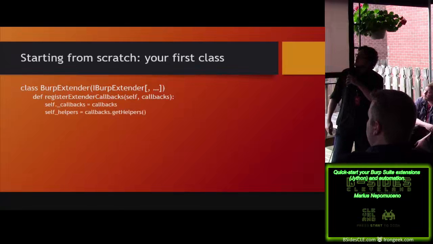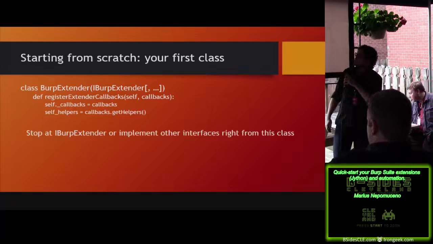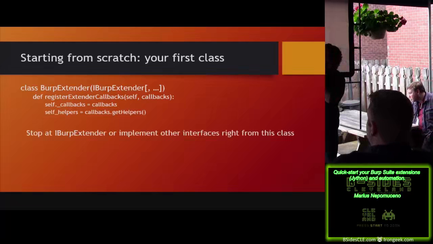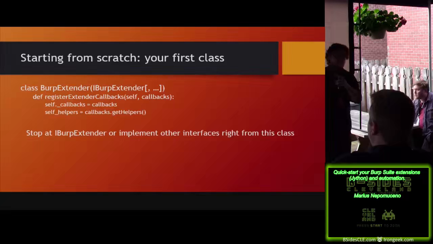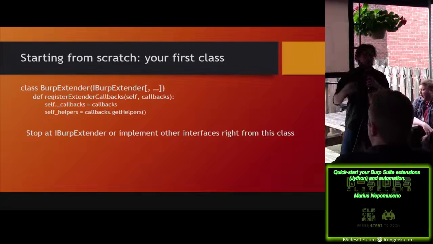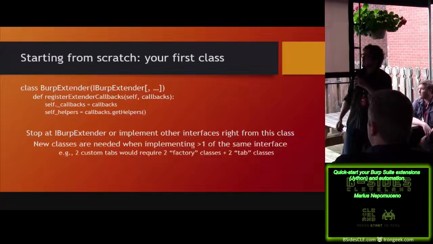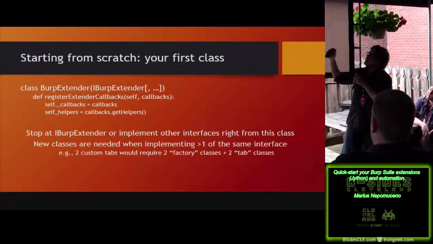And set a couple of local variables to get your callbacks and helpers. We'll talk about helpers coming up shortly as well. You can stop implementing IBurpExtender if that's all you're going to implement in this class. Or if you're going to implement other interfaces in that class itself, you go ahead and put them in there as well. So I have examples coming up for all this.